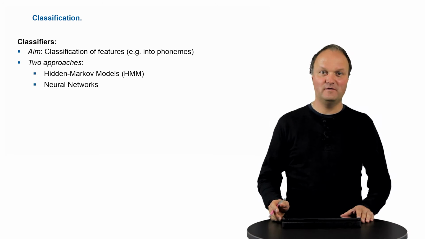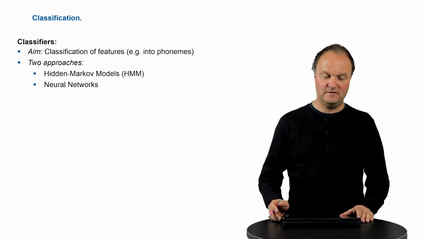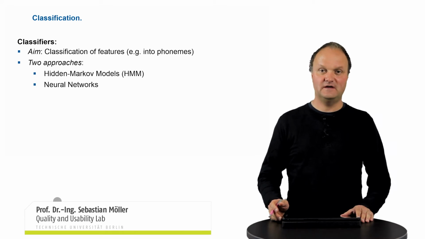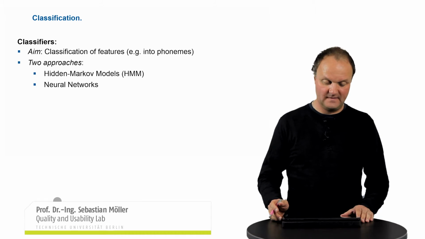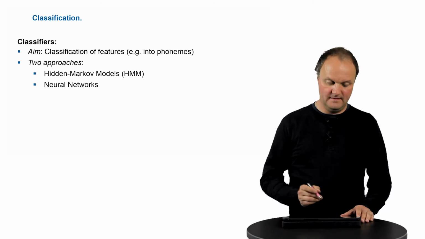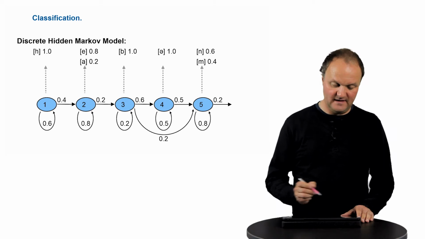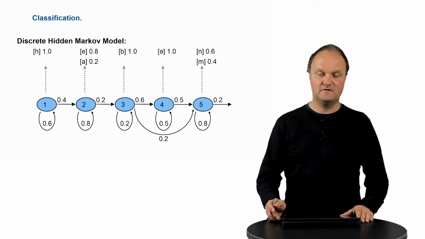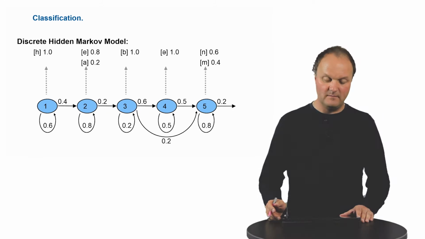As mentioned before, there are actually two approaches for the actual pattern classification process. These can be either hidden Markov models or neural networks, and I will explain both approaches in the following. The hidden Markov model approach can best be dealt with if we first consider a discrete hidden Markov model.